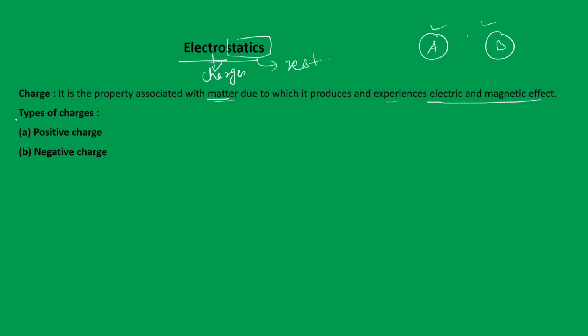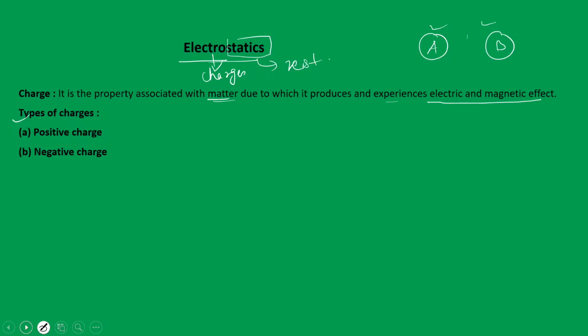Now we will see types of charges. When we are talking about the types of charges, we have two types of charges. One is the positive charge, and the other one is the negative charge. When do we say a body is charged? We will see this in methods of charging.